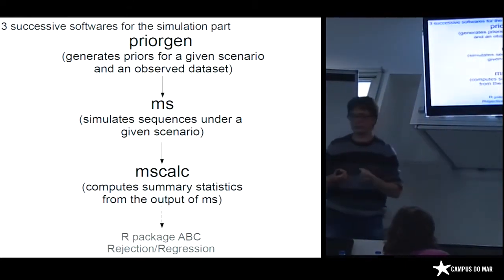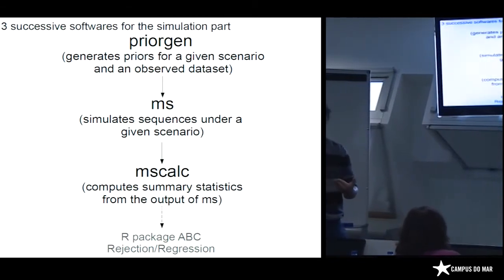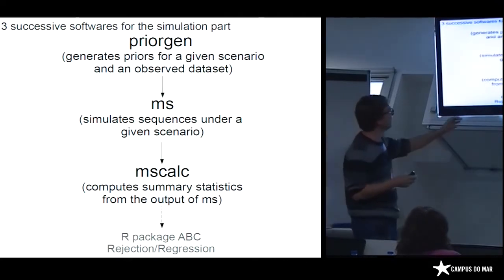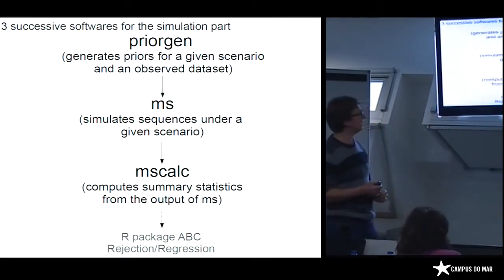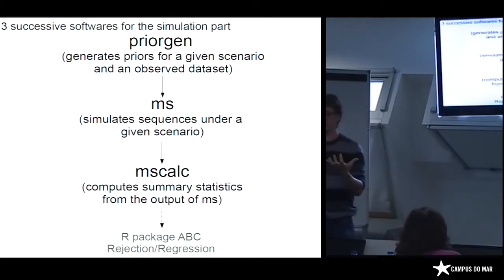It's a little software that allows to calculate the summary statistic, the main of which are the number of shared polymorphisms, the number of fixed difference, the number of polymorphisms in population 1, and the number of polymorphisms in population 2. And from this, we can go to the R package called ABC that allows to do the third step, model comparisons and the estimation of the parameters of the model.